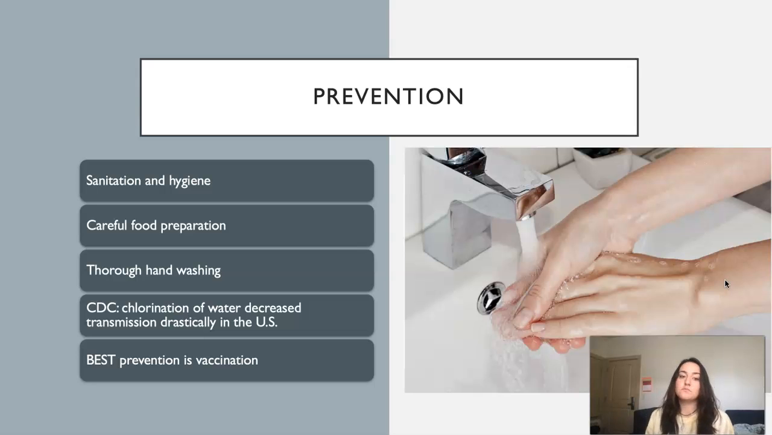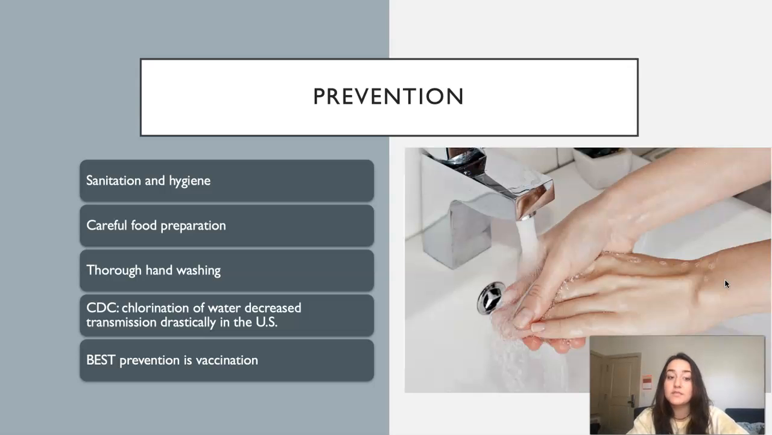The CDC stated that chlorination in water has decreased transmission in the U.S. drastically. This actually started in 1908 in the U.S., when it was first adopted. It started in Jersey City, New Jersey, and then after that it was implemented. Some permanent chlorination systems were implemented in cities all over the U.S., which is a major reason why the U.S. is so much lower in typhoid cases than Africa and Southern Asia and even Europe.